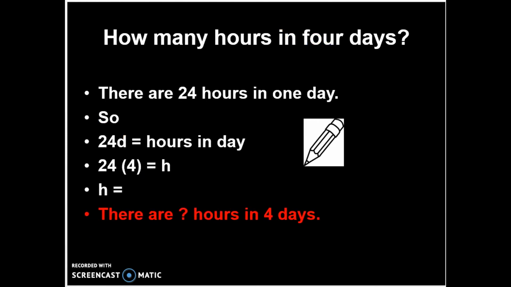How many hours are in 4 days? There are 24 hours in 1 day, so 24D equals the hours in a day. If you take 4 days, calculate 24 times 4 to get your number of hours. And you see your pencil? Go ahead and calculate your answer.